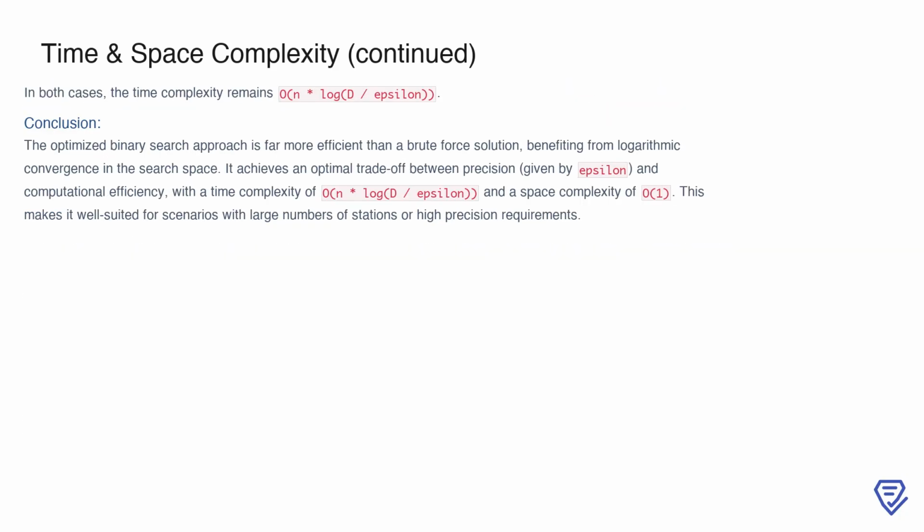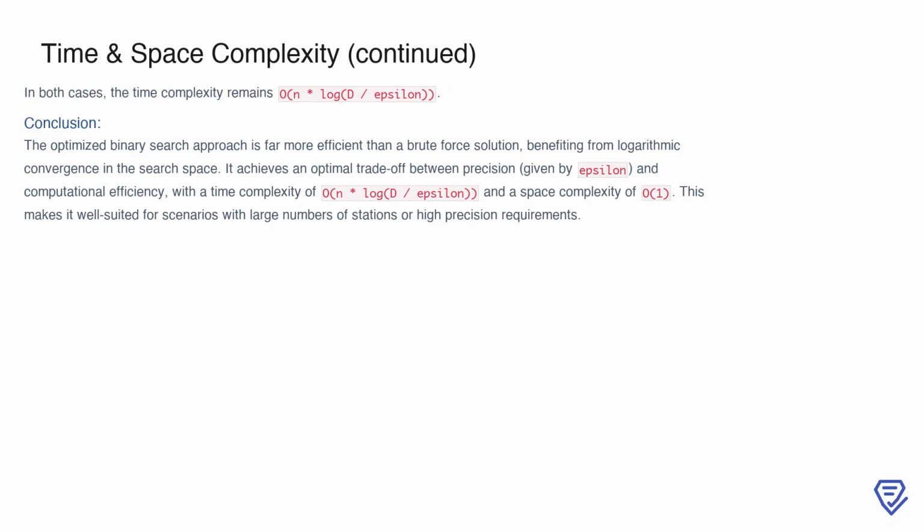Regardless of whether we are in the best or worst case, the overall time complexity of the solution remains O(n * log d/epsilon). This is a significant improvement over brute force methods, especially for large input sizes or when high precision is required. To conclude, the binary search approach strikes an excellent balance between precision, determined by epsilon, and computational efficiency.